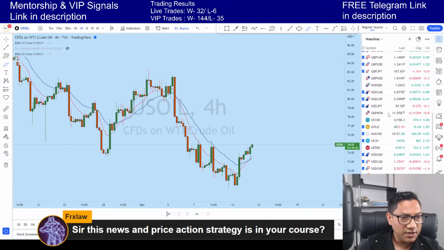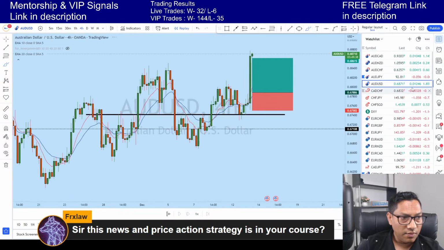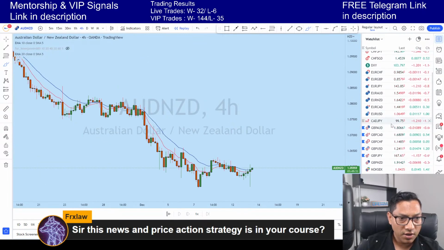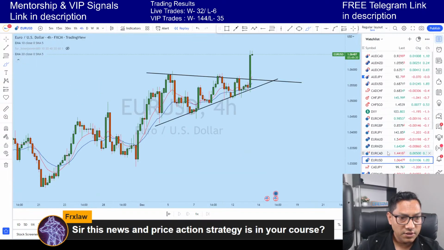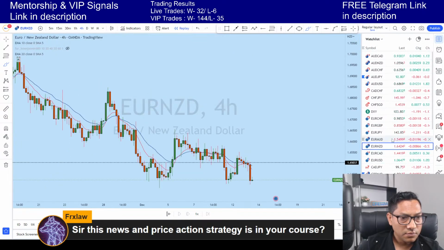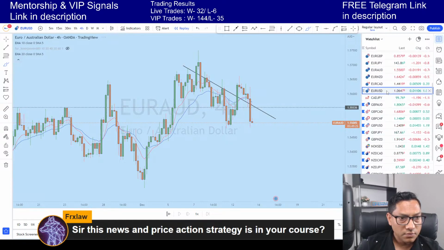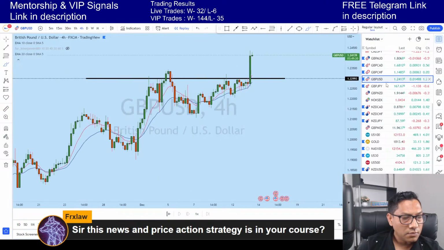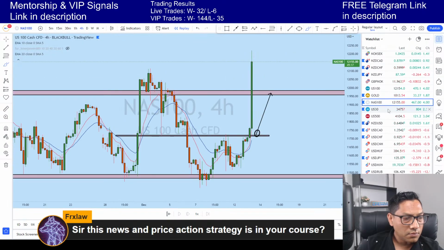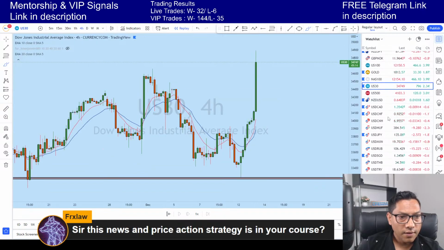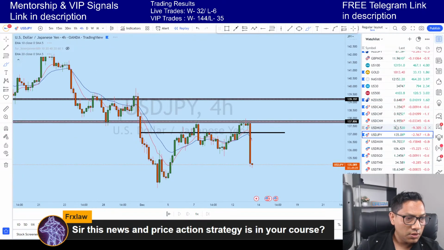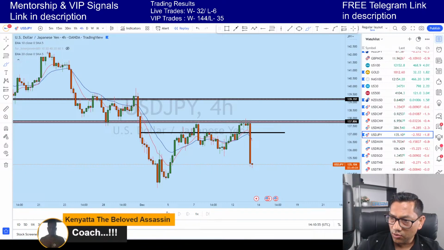Okay, so we see that at the end of the day, very good bullish move on dollar pairs. So basically the dollar got weaker, okay. So basically all the pairs with the dollar have a very strong movement.